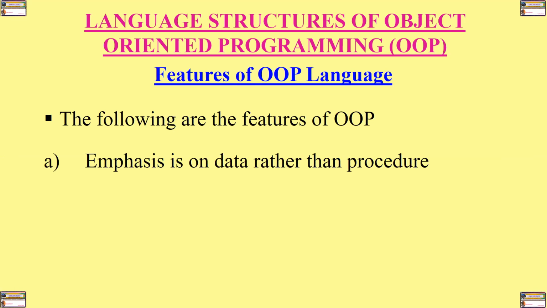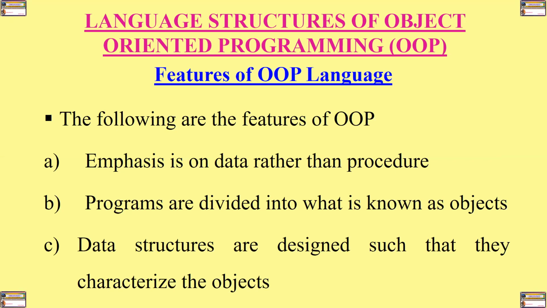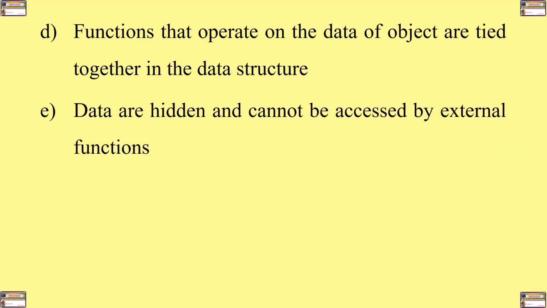Number one, emphasis is on data rather than the procedure. Number two, programs are divided into what is known as objects. Number three, data structures are assigned such that they characterize the objects. Number four, the functions that operate on the data of objects are tied together in the data structure. Number five, data is written and cannot be accessed by external functions.